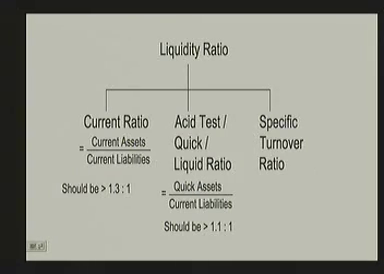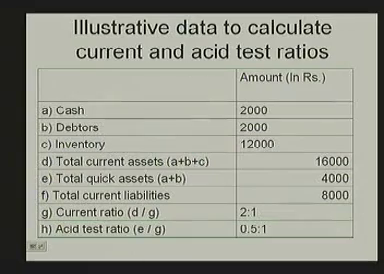Now, I have worked out a small example to explain you how do we calculate quick ratio, how do we calculate current ratio. So, you can note down this problem. In this particular example, let us assume that the cash that has been maintained is 2000, debtors are 2000, inventory is 12,000. The total current assets, which is A plus B plus C, is coming out to be 16,000.